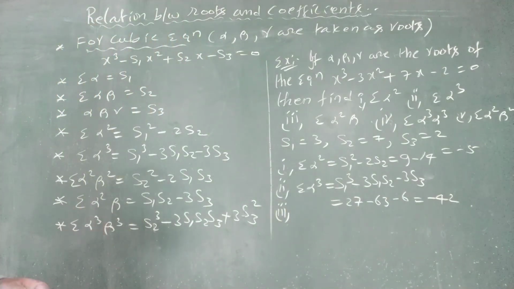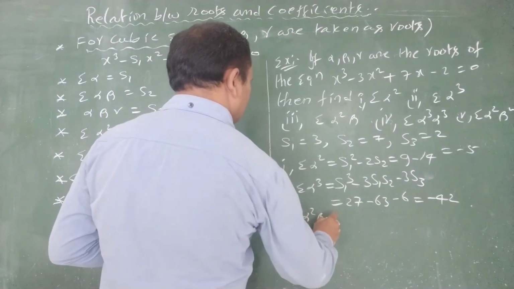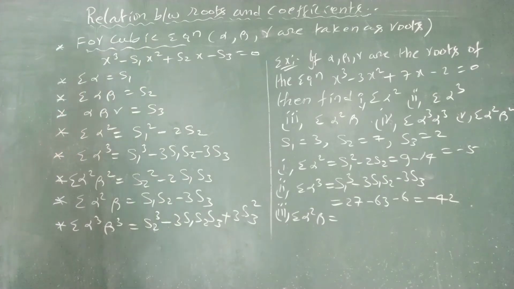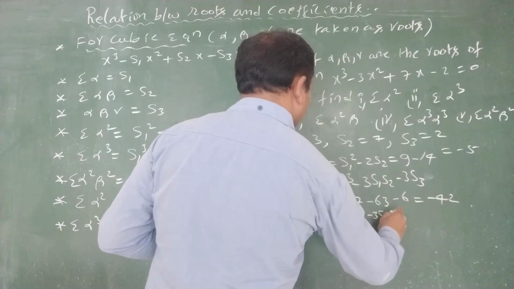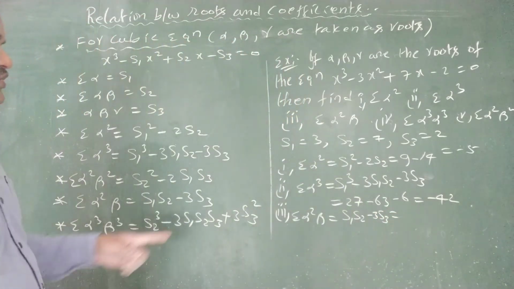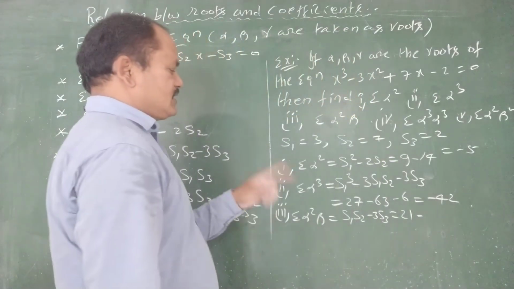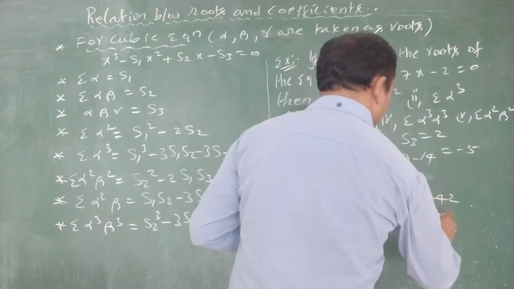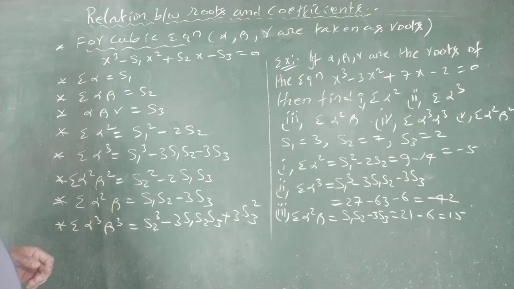Third one is sigma alpha square beta. What is sigma alpha square beta? That is S1 S2 minus 3S3. S1 S2 is 21, minus 3S3 is 6. So that is 15.